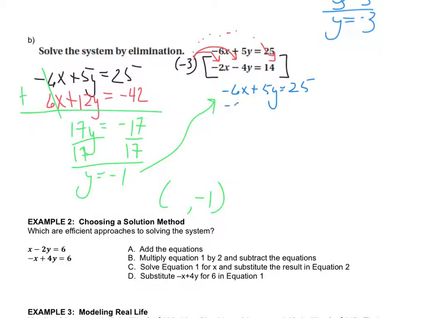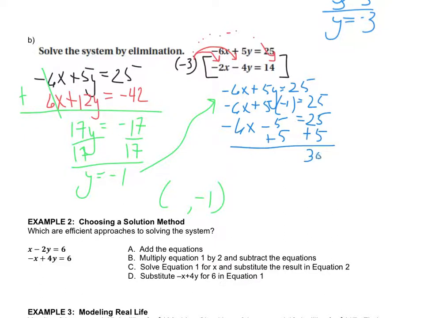So negative 6x plus 5 times negative 1. Notice I replace the y, not the x. Then I can continue to solve. Negative 6x minus 5 equals 25. I would add 5 to move it across the equation. Negative 6x equals 30. Divide by negative 6.